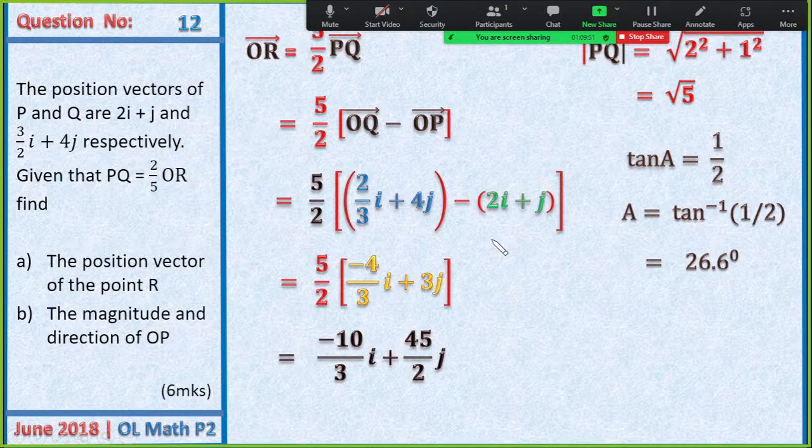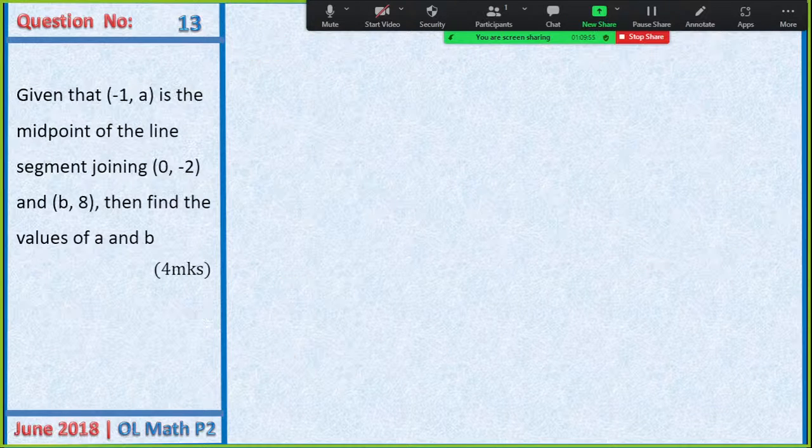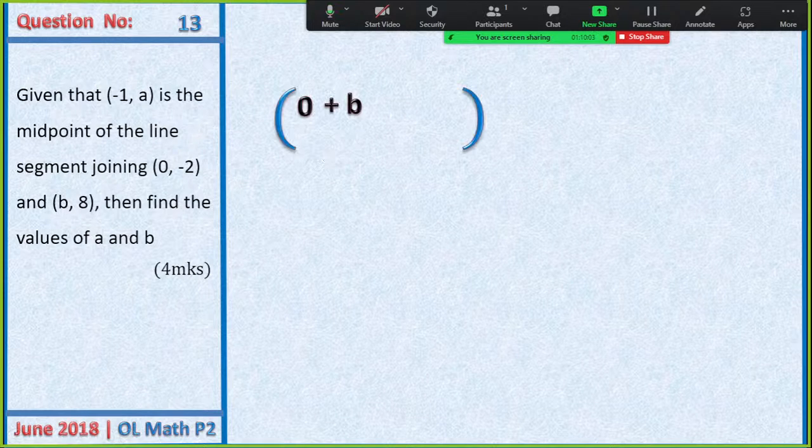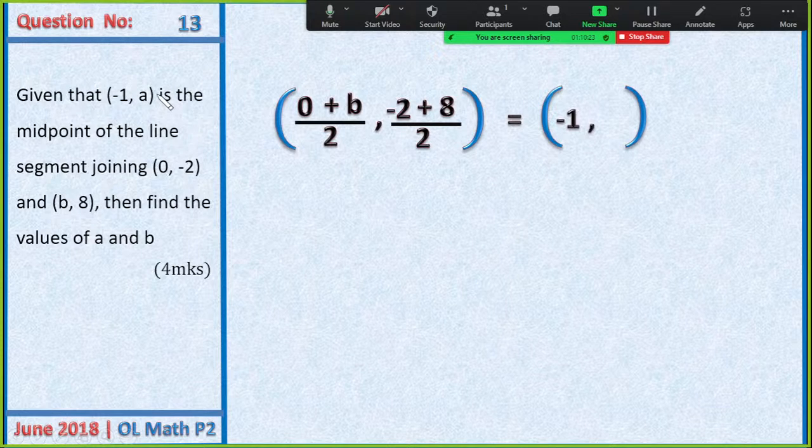Question 13. Given that (-1, a) is the midpoint of the line segment joining (0, -2) and (b, 8), find the values of a and b. So the midpoint is just the average of the individual components. So we have (0 plus b) divided by 2, (-2 plus 8) divided by 2. This is the midpoint, right? It should be equal to this value that we have here, it should be equal to (-1, a).